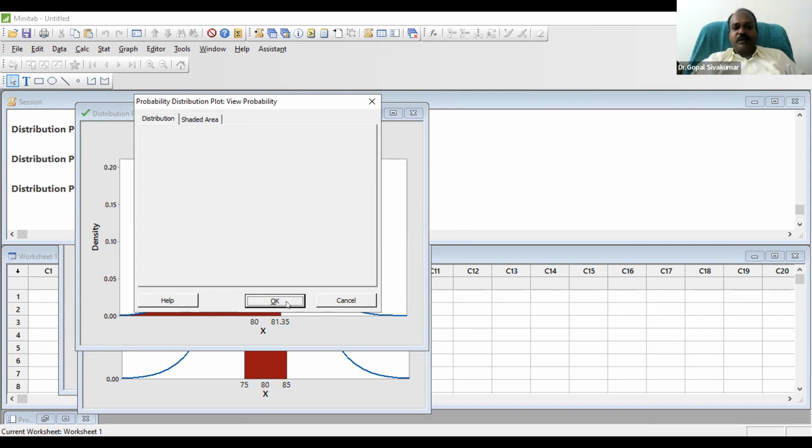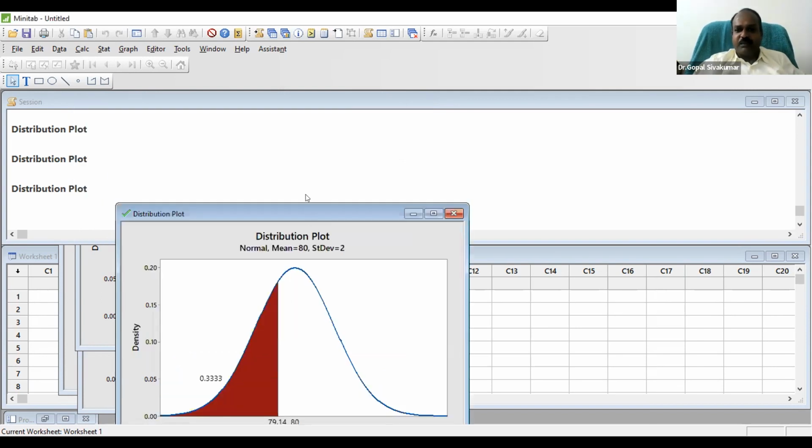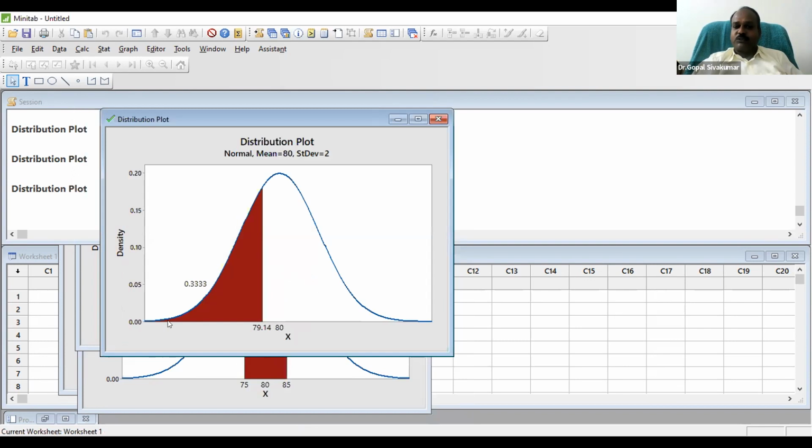0.333. Now, Minitab will show the point exactly below. 33% of the students will be there. The students who scored 79.14 and below, how many percentage of the students will now stand up? 33%. Right? So, in order to analyze how my students have performed in my school, I actually don't have to ask the students to stand up.